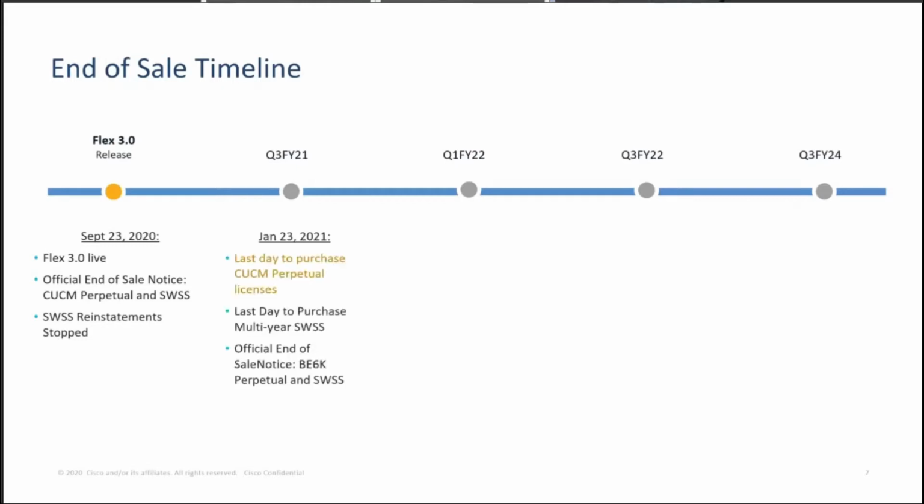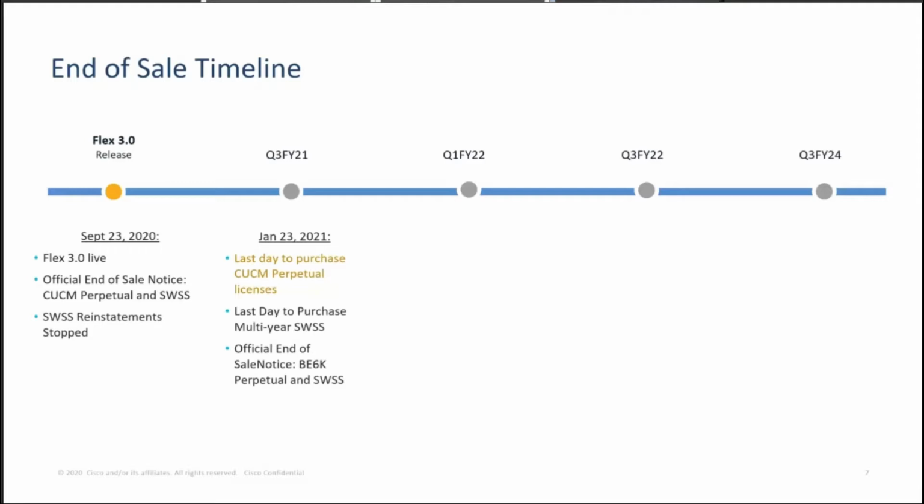Now the next one is January 23rd, 2021. And this is truly a hard date. This is published data. That's the last time that you are able to purchase a Call Manager perpetual SKU. So if you have a 10, 11, or 12 version of Call Manager and you're running perpetual licenses, buy all the licenses that you need by January 23rd, 2021, because you will not be able to buy any after that.